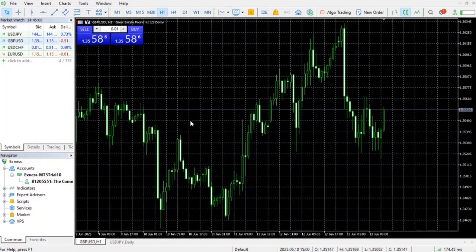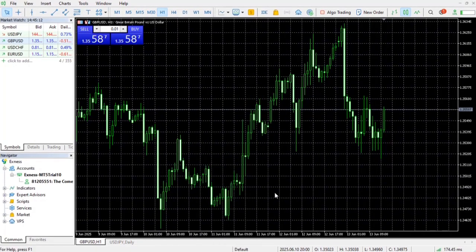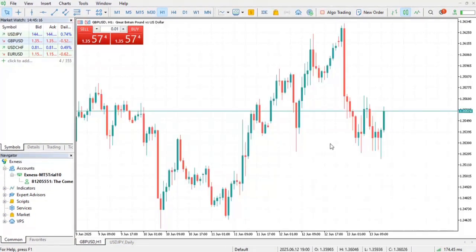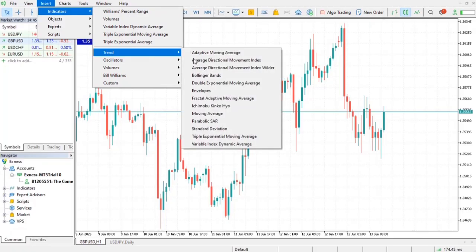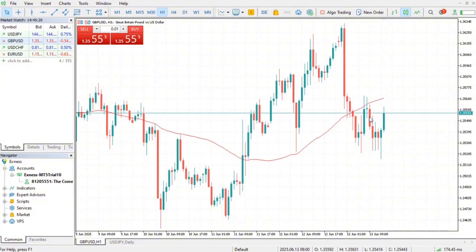So if you go to the GBP USD and just change the colors of the chart to white and black, and if we apply our indicators over here, we apply our moving average, which is the first thing we need to do. And make sure if you're applying your moving average, you put it at 50, period 50. You want to make sure you are putting it at period 50.